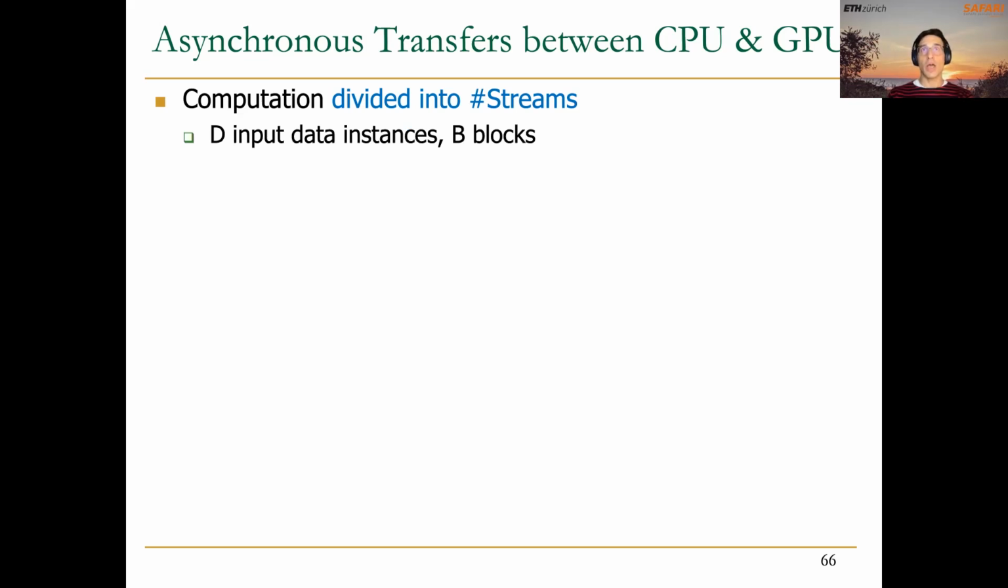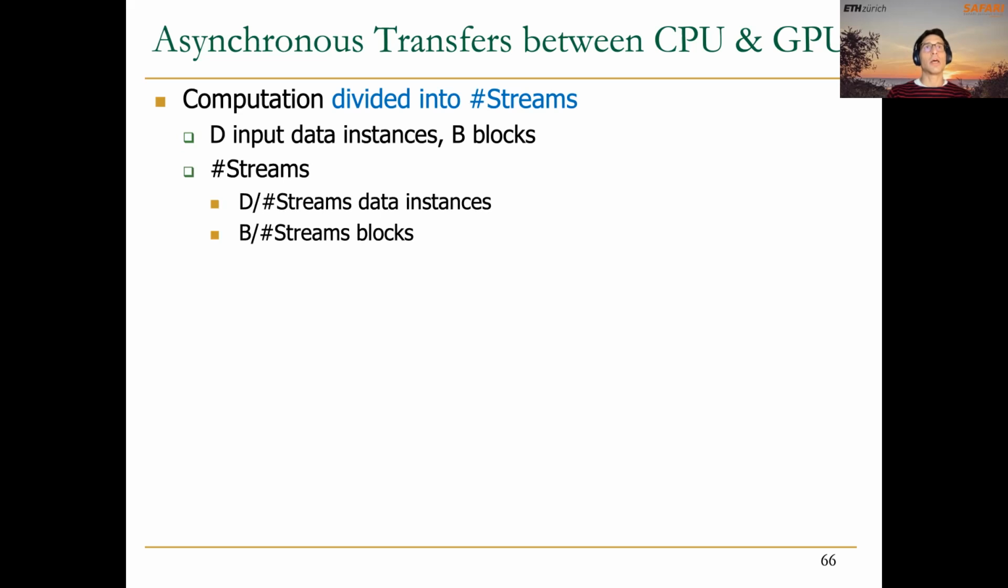What we have in principle is a number of input data instances. Imagine that we have a very large array and we divide this array into pieces, one for each stream. And also we can divide the total number of thread blocks that we would need to operate on these data instances. So if we are using 4 streams, for each stream, we are going to compute on D data instances, and we are going to use B thread blocks.